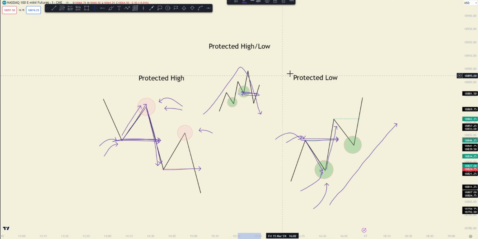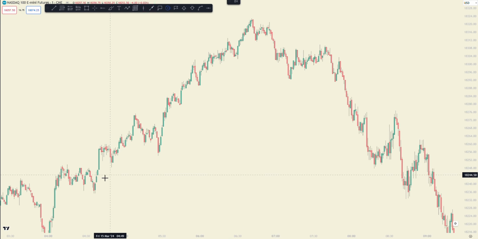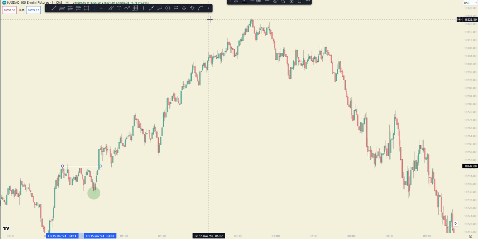Okay, so let's go look at some examples. For example's sake, let's say that this was our protected low, because price closed above the valid high that was established here.